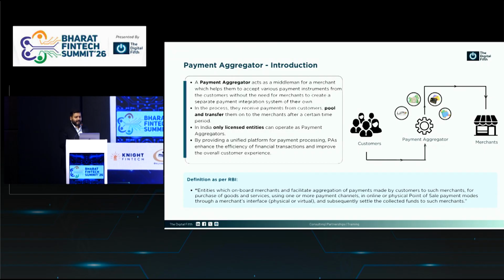So a payment aggregator is basically the one which acts as a middleman for a merchant, which helps them to connect to various payment instruments. So when we do payment aggregator, any transactions, be it online or offline, it is considered a middleman to connect the two parties to complete the transaction. It is the middleman between the customer who is doing the transaction as well as the merchant. So it gives the merchant a platform to connect with the customer so that the transaction can happen.